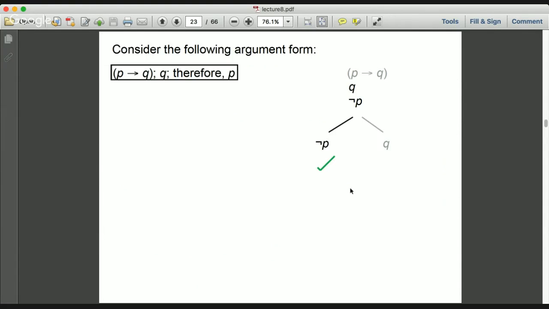So if there is no inconsistency or no contradiction in your tree, you know it's an invalid argument. Correct? Right, because if the premises are true and the negation of the conclusion is true, that means that the premises are true and the conclusion is false. Right, and that's just an invalid argument. Well, that's the definition of an invalid argument.